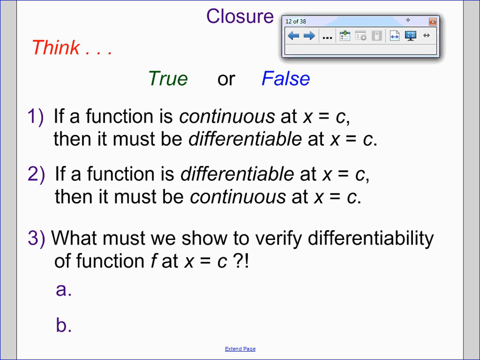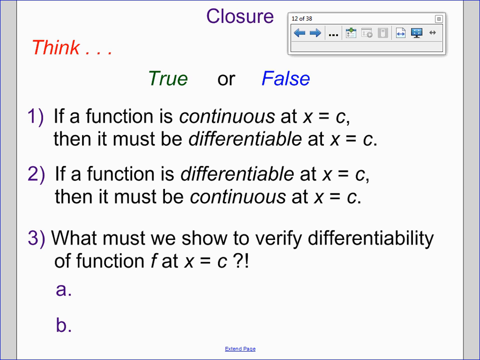Hang on, Brandon, just write it down. We don't want to steal other people's puzzles. We have everybody thinking about it. And then, what 2 requirements do we have for a function then to be differentiable?